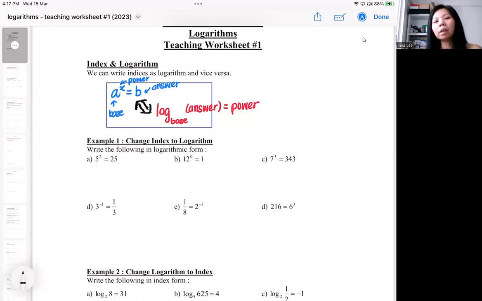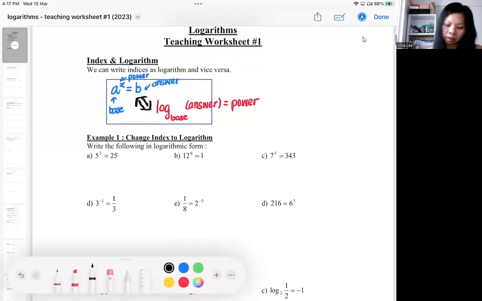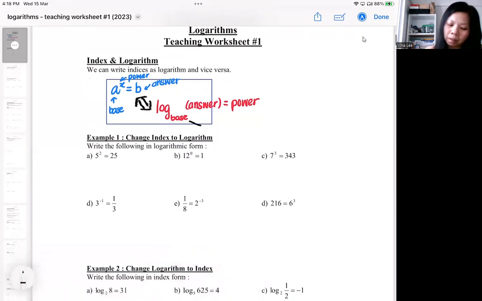Some students for a start will be like, what am I supposed to remember? Of course, you need to remember where you place the base, the power, and the answer. There's a simple way I did it myself. Base pushes up the power, and it gave me the answer. This circle thing is in my head whenever I do logarithm. I look at it as a circular motion. Your job is to be able to translate between indices and logarithm.